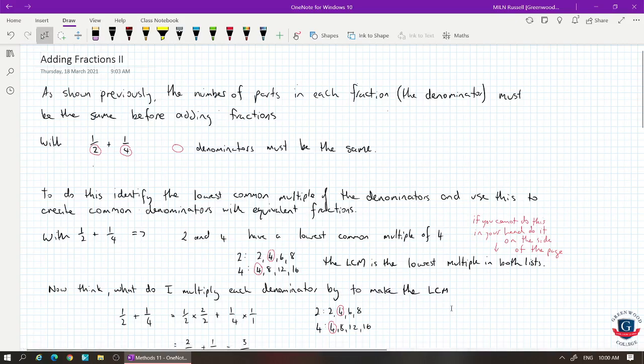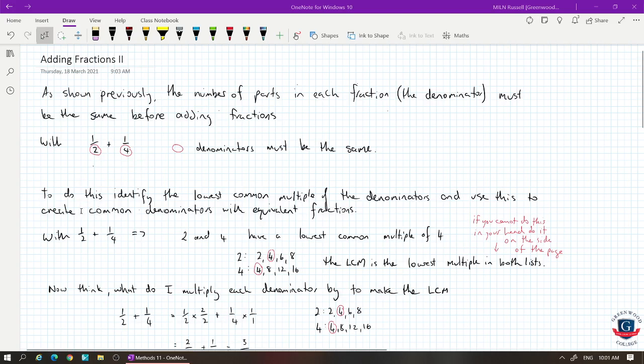In the last exercise we looked at adding fractions, and I thought I would do it in a little bit more detail. As shown previously, the number of parts in each fraction, the denominator, must be the same before adding fractions. We're specifically talking about this number here on the bottom. They must be the same.